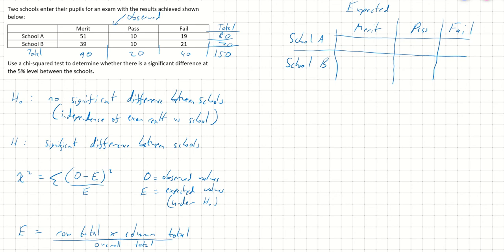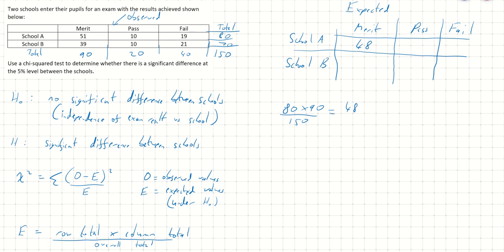Now, to get the school A merit, we're going to use the row total. So the school A row total, that's 80. We're going to multiply it by the merit column total, so that's 80 times 90, and we're going to divide by the overall total, which is 150. So 80 times 90 over 150 is 48. So that's what goes in here.